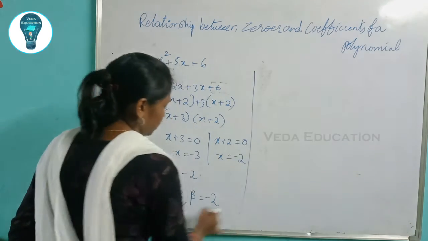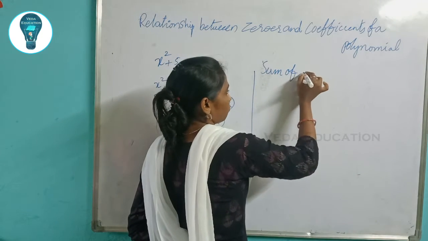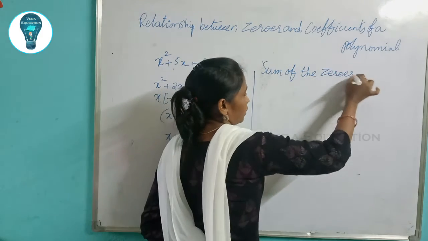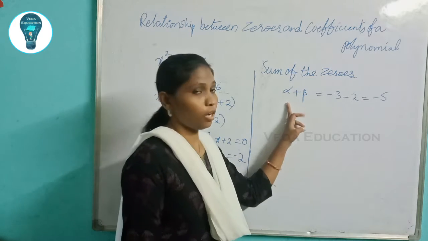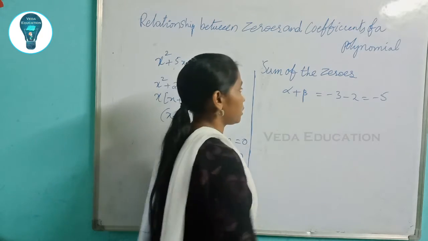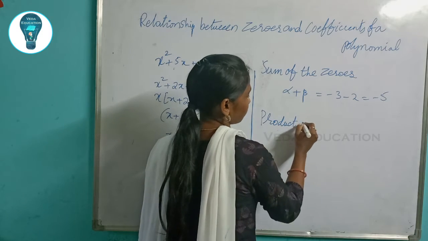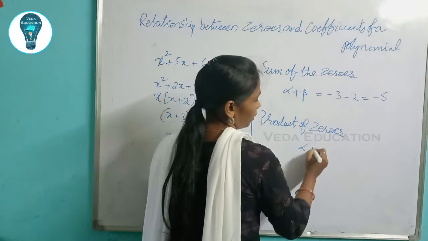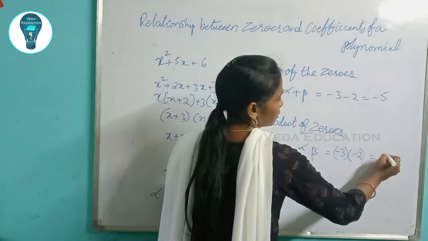Now the sum of these zeros, that means alpha plus beta. We are checking the sum of the zeros here. Alpha is minus 3 and beta is minus 2, so you will get minus 5. Next, the product of zeros, alpha into beta. Minus 3 times minus 2 you will get plus 6.